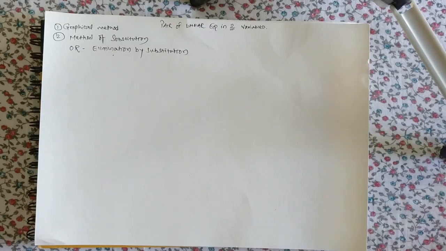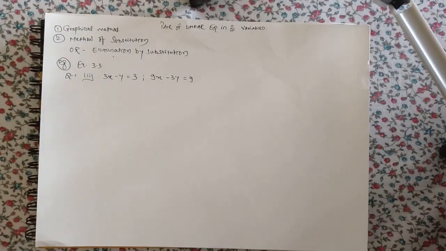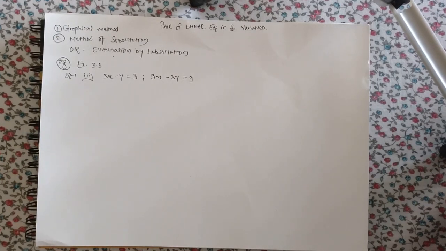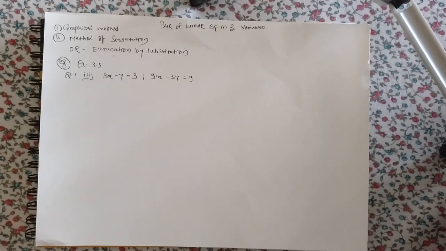Let's try the first question of substitution. The first question is 3x minus y is equal to 3 and 9x minus 3y is equal to 9. We observe that these equations are not in the standard form, but for solving by the method of substitution they need not be in the standard form. You can start solving the equations right away. Okay, let's start.